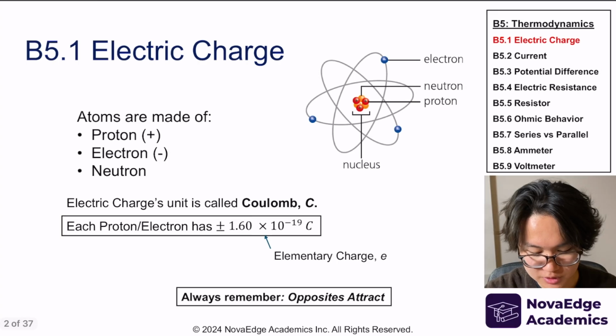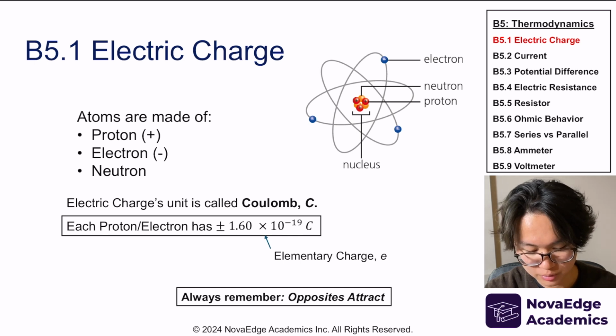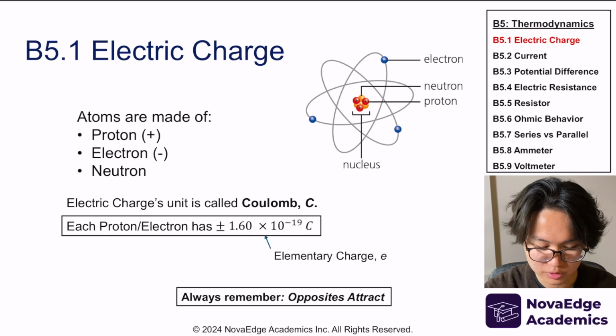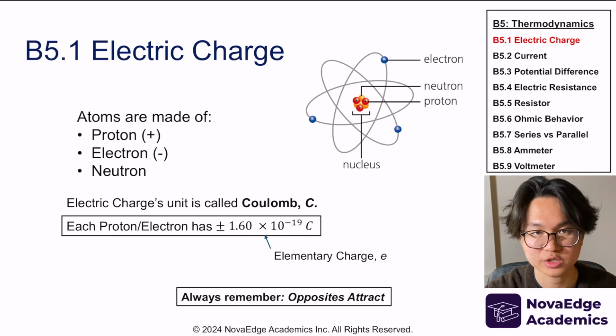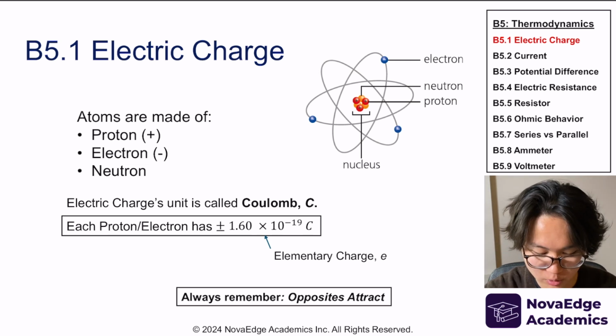Okay, so first let's talk about electric charge. We know that atoms are made of protons, electrons, and neutrons, and we know that a proton has a positive charge and an electron has a negative charge. But maybe you've never discussed what that charge is. How much charge do they have, and how do we quantify it?